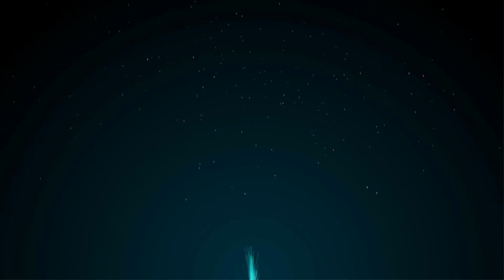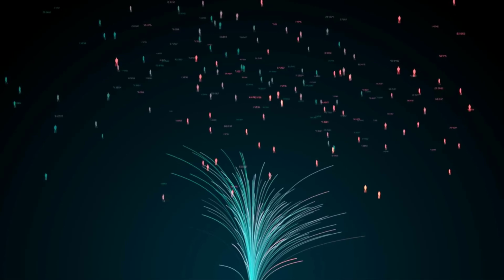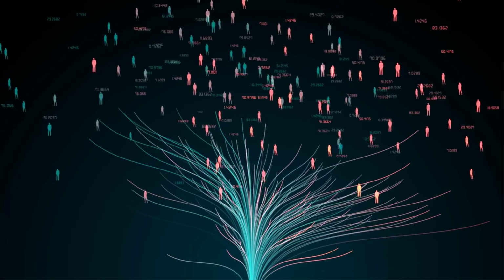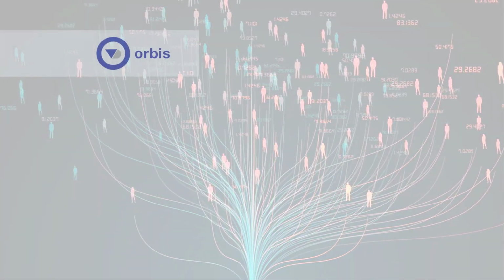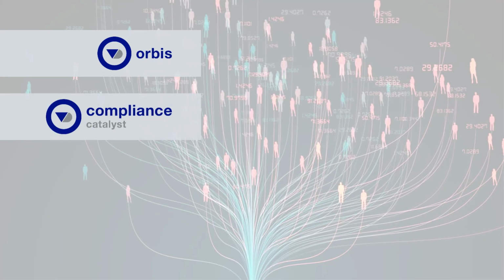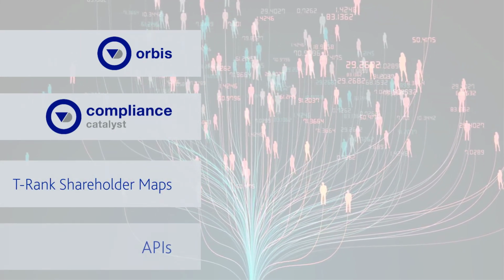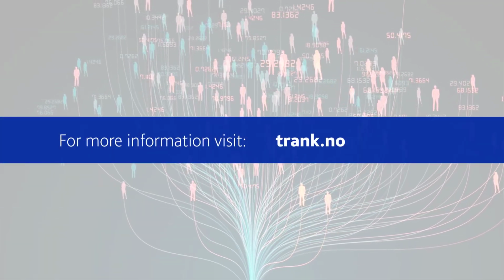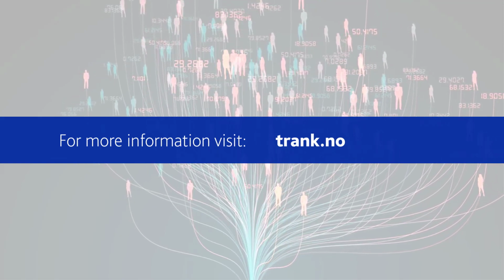Using T-Rank integrated ownership capabilities, you will be able to investigate business ownership across the globe, regardless of the size and complexity of ownership structure. These capabilities are available in Bureau van Dijk's Orbis and Compliance Catalyst solutions, in T-Rank shareholder maps, and through APIs and data feeds. For more information on T-Rank integrated ownership capabilities, visit trank.no or reach out to us.